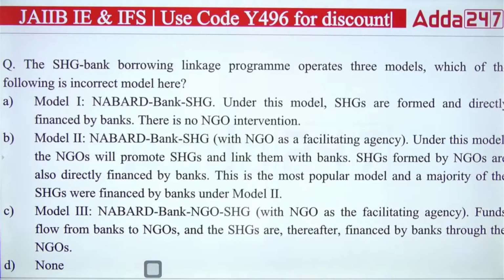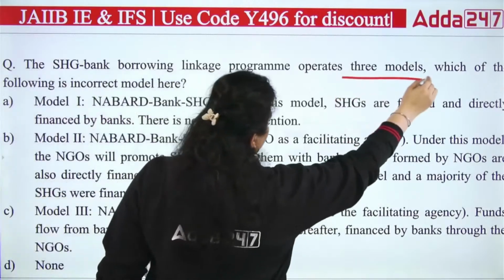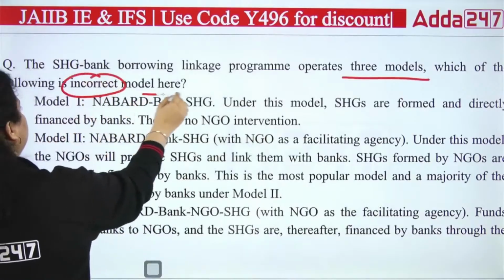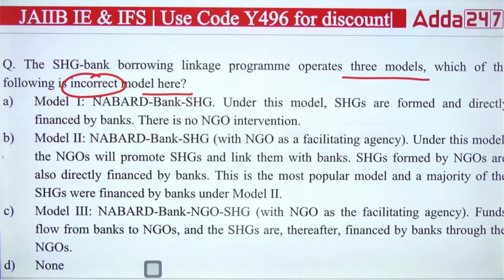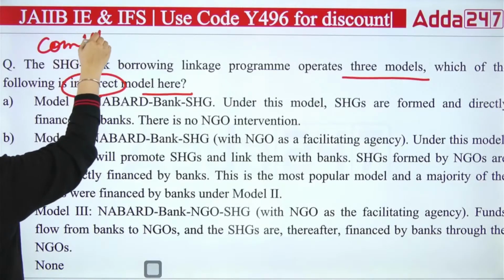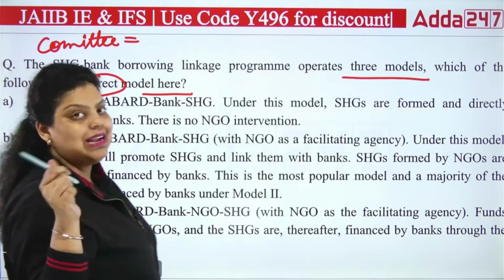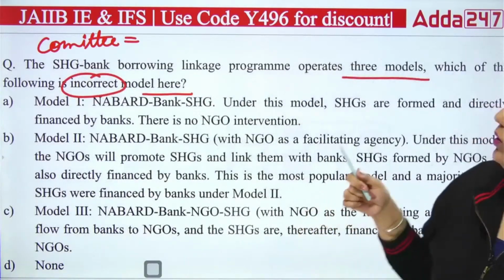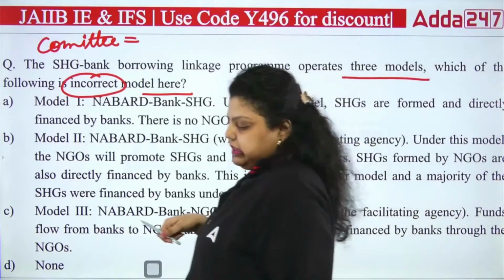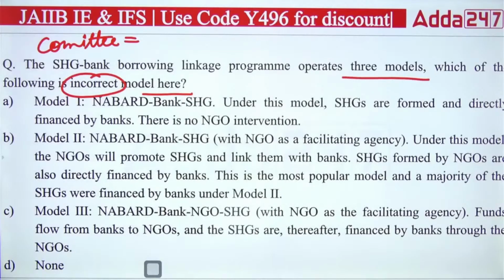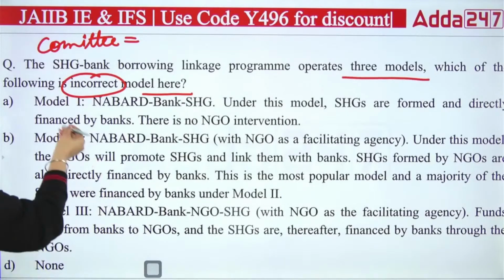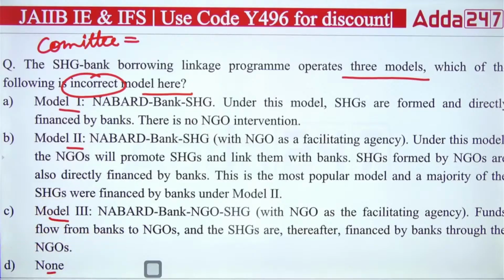Okay, next. The self-help group bank borrowing linkage program operates three models. Which of the following is incorrect model here? So the self-help group bank linkage program was actually introduced by a certain committee. So let me know the name of the committee as well, who have introduced or recommended the self-help group bank linkage program. Okay, and then let me know out of these three models which is incorrect. So we have model 1, model 2, model 3 and none of the above. It means definitely. Acha, let me know the answer.